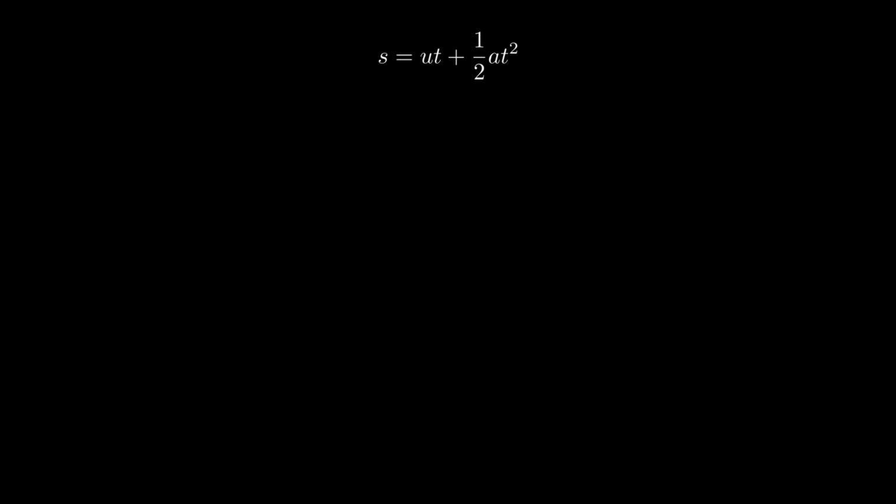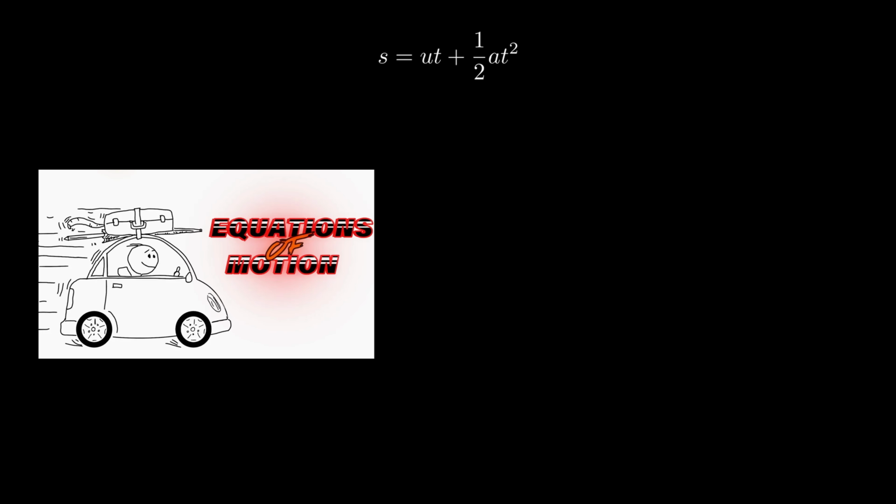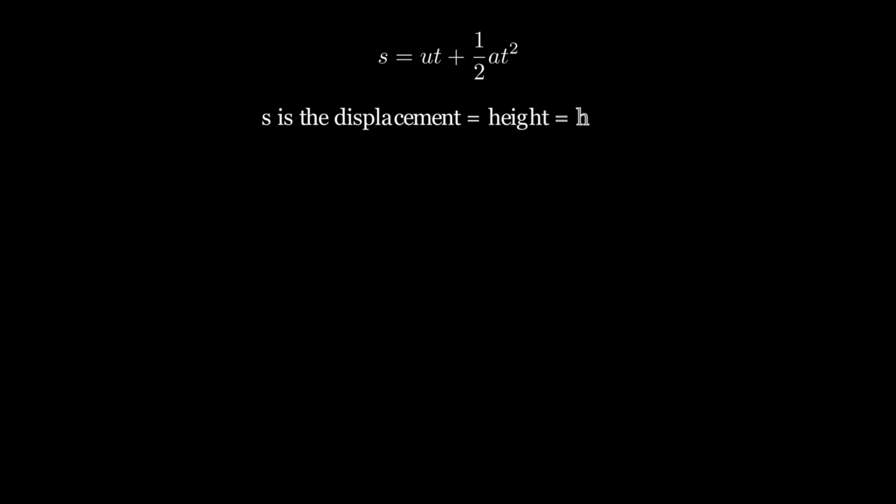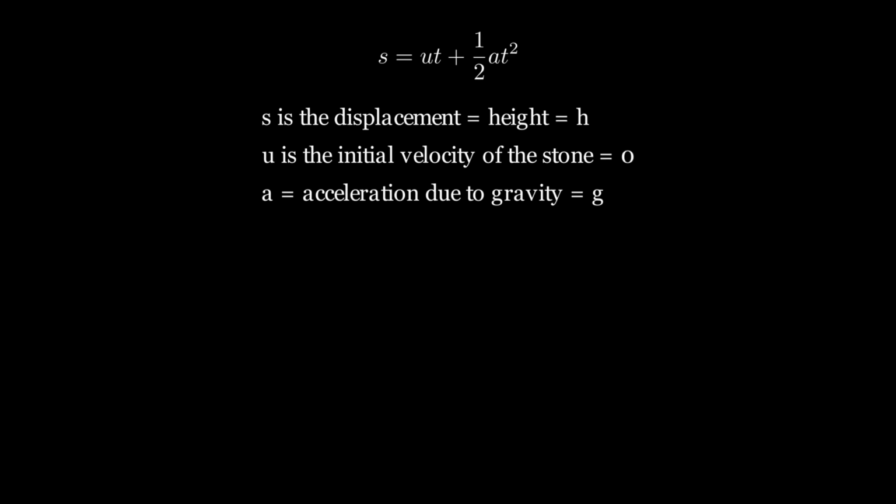Now, we need to use the equation of motion S is equal to ut plus half at square. We have already derived these equations of motion. You can watch it by clicking on the I button or by the link in the description. The S in this equation of motion represents displacement, which in our case is the height of the building. U is the initial velocity of the stone and it would be 0. A represents acceleration and this is going to be the acceleration due to gravity small g. T is the time recorded by us on the stopwatch.